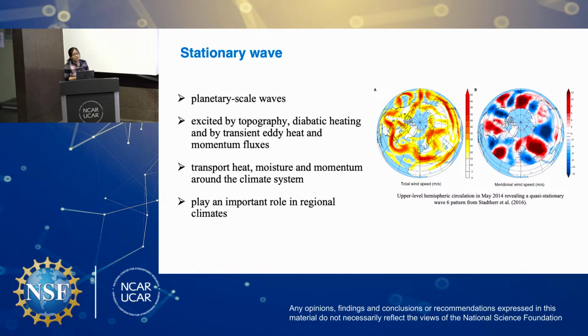The second thing I want to introduce is the stationary wave. In the atmosphere we have waves, and the stationary wave is a planetary scale wave that is quite stationary across the seasons, which means the wave patterns during the winter time are quite different from the wave patterns during the summer time. There are several variables we can use to represent such waves. For example, this map shows the upper level hemispheric circulation using the meridional wind speed, and you can see a very nice structure of wave number 6 patterns. These stationary waves can be excited by topography or diabatic heating, and they transport heat, moisture, and momentum, and of course have a lot of impact on the regional climate.